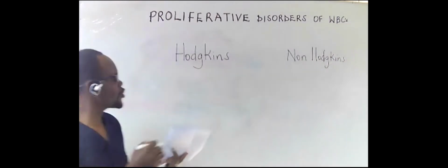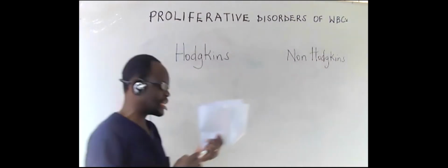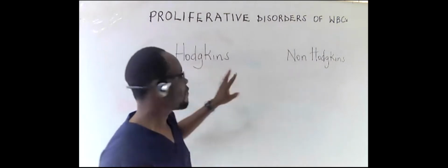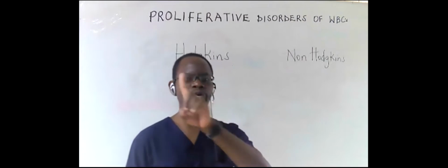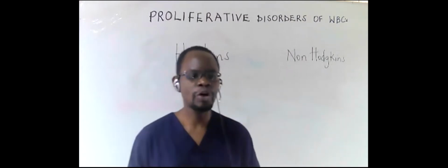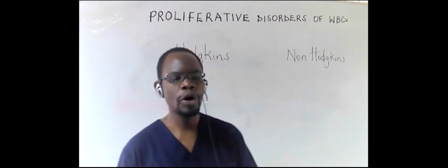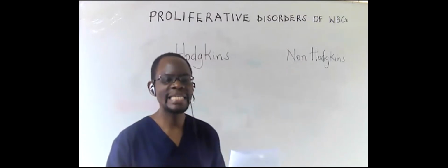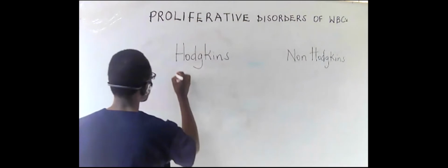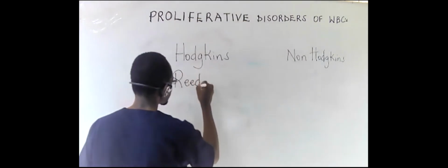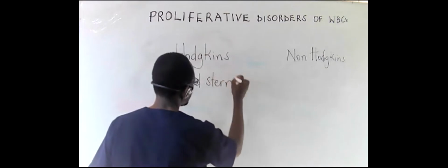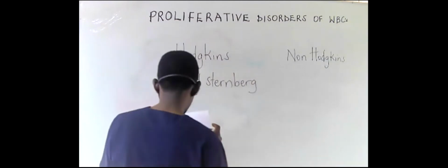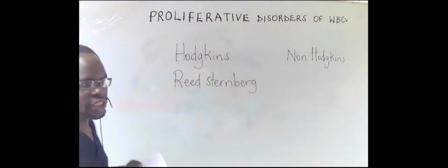Now, these two are basically lymphomas, but they can be differentiated. Maybe the very first difference that you should not forget, and of course this is done histopathologically, is the presence of what we call the Reed-Sternberg cells in Hodgkin's lymphoma. What are these cells?